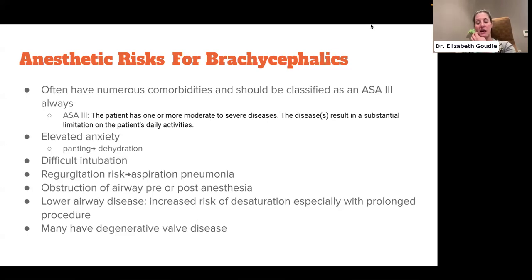And a lot of them I find as they get older, in addition, have degenerative valve disease, which makes sedating them a little bit more difficult, and it makes differentiating a respiratory situation and cough a little bit harder, and then often just makes the ASA status that much higher.